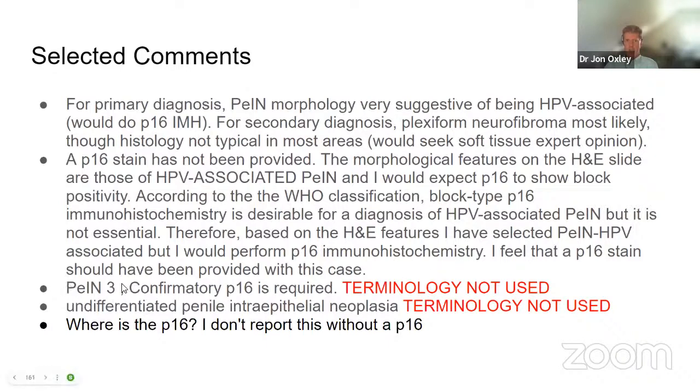And then someone used, I just want to stress that PEIN3 is not used. Undifferentiated PEIN. So the new WHO has removed the terminology undifferentiated and has separated it into PEIN, HPV associated or HPV unassociated, but has kept differentiated PEIN just to confuse everyone. And then someone was saying, well, where's the P16? I don't report this without a P16. And I think that's probably where we are now, even though it makes pretty much no difference to the patient's management. You should be doing P16 on all these cases.